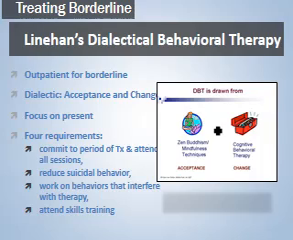Therapy requires that the client agree to the following 4 conditions: to work in therapy for a specified period, typically a year, and within reason to attend all sessions; if suicidal behavior is present, to work on reducing this; to work on any behaviors that interfere with the course of therapy, or therapy-interfering behaviors; and to attend skills training.